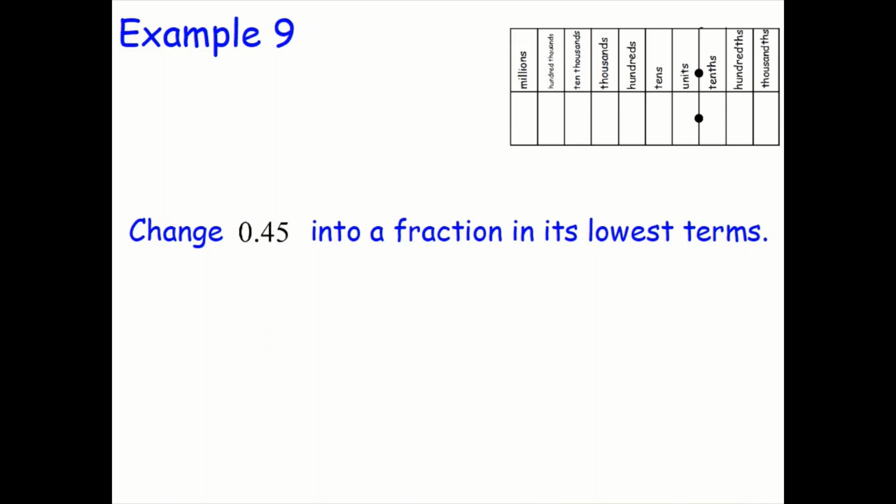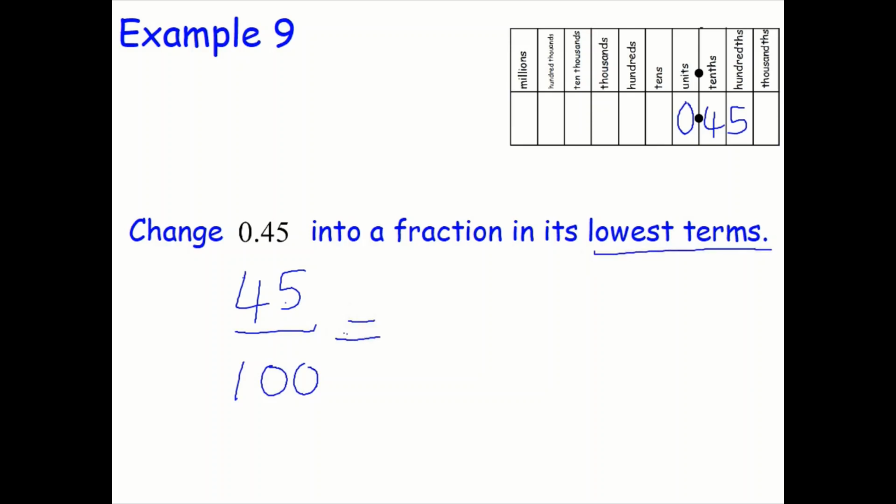Example 9, change 0.45 into a fraction in its lowest terms. So 0.45, well, what is that? 0.45 is there in the place value table, which means it is 45 hundredths. Okay, and if I want to do it into its lowest terms, that means I divide top and bottom by the same thing.